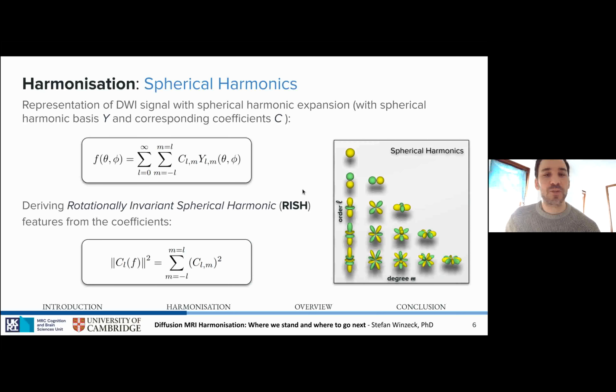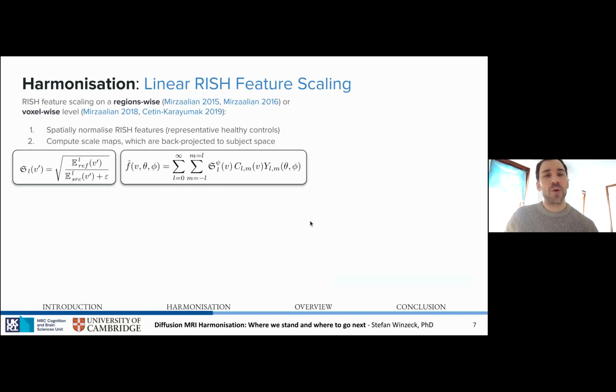Usually what people do is compute rotational invariant spherical harmonics, short RISH, and that's literally nothing else but using the coefficients that you found by estimating the signal and basically squaring them and summing them up for different orders. And one quite popular tool to harmonize your data is linear RISH feature scaling. Initially this was introduced on a region-wise level, but later on expanded for voxel-wise harmonization.